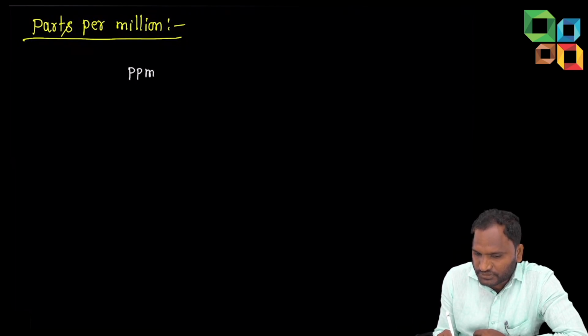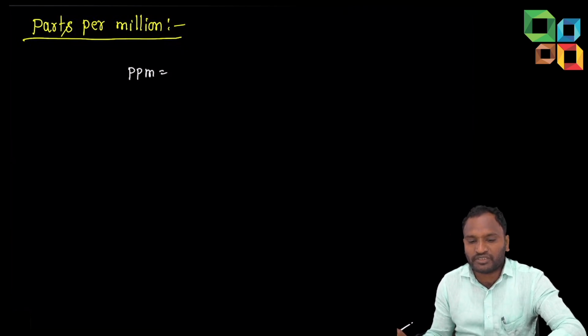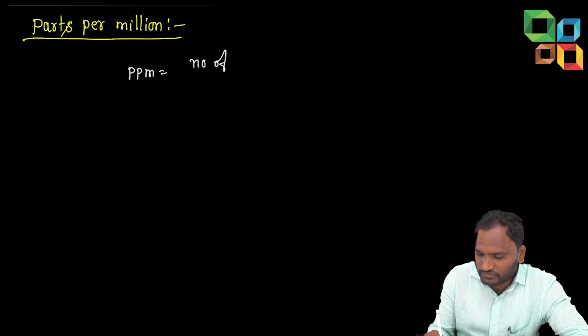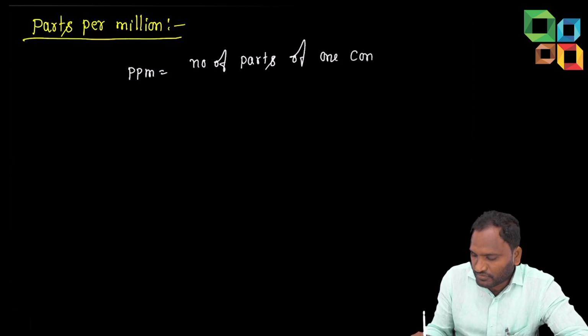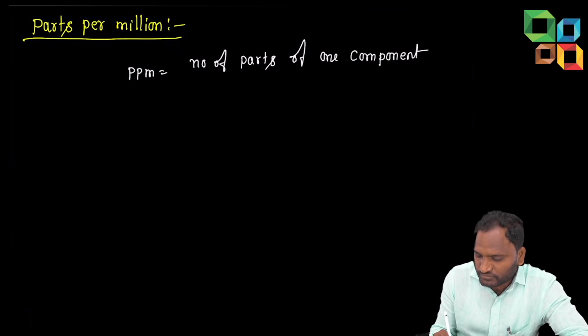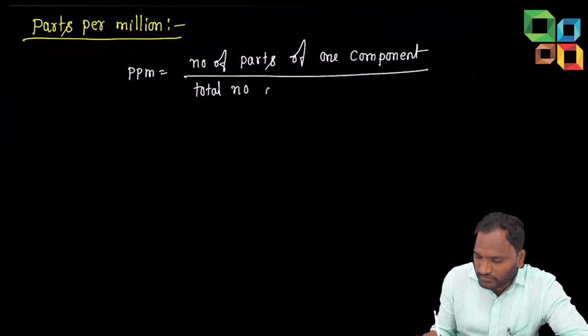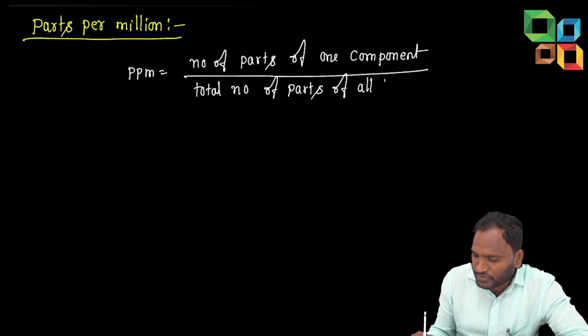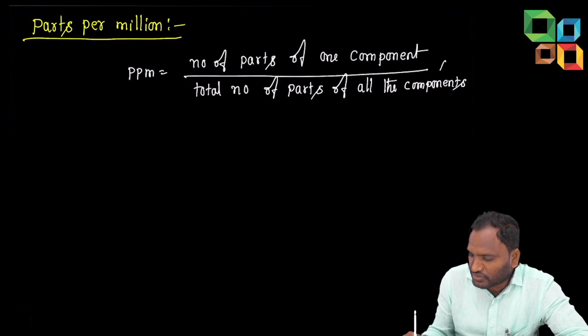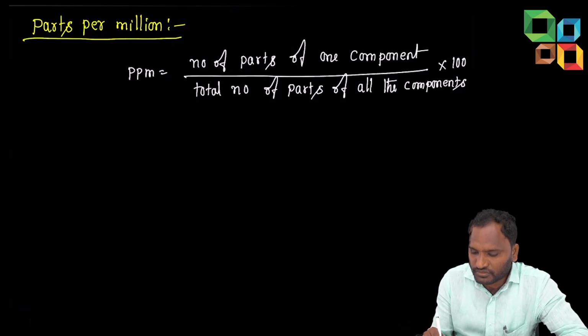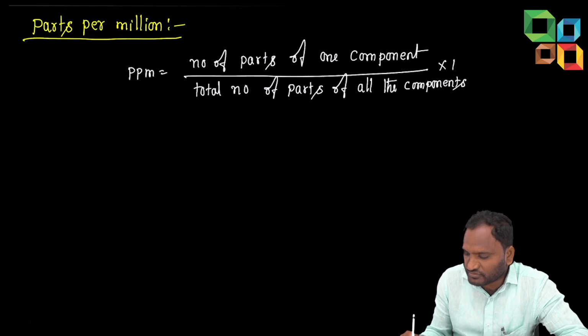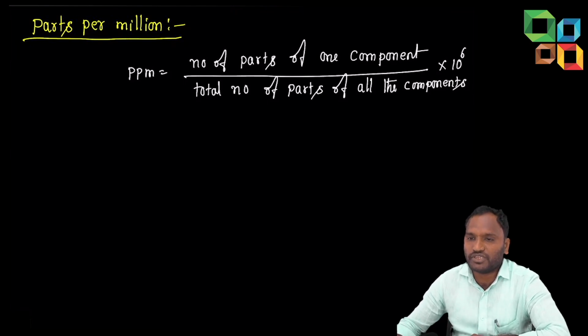ppm is equal to number of parts of one component to the total number of parts of all the components, into 10 power 6, students.